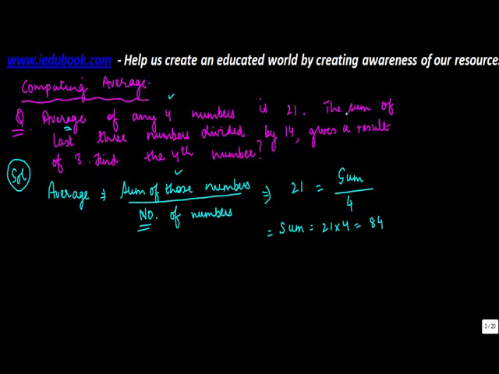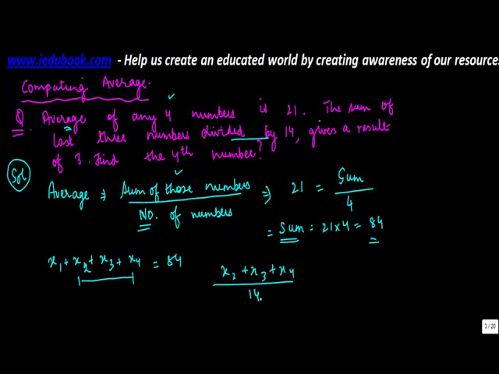The sum of the last three numbers divided by 14 gives a result of 3. Now let's call these numbers x1, x2, x3, x4. We know that the sum of these numbers is 84, so x1 plus x2 plus x3 plus x4 is 84. The last three numbers are x2, x3, x4. When x2 plus x3 plus x4 is divided by 14 it is equal to 3, so the sum of these three numbers x2 plus x3 plus x4 is equal to 3 into 14, which is 42.